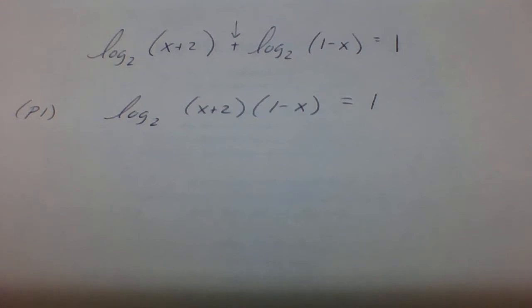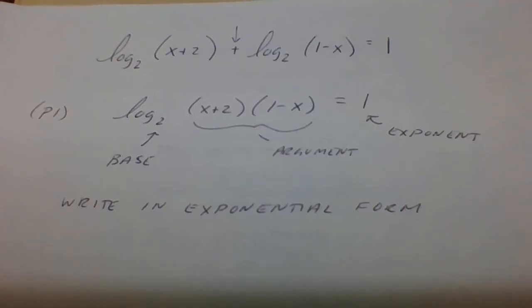Our next step is going to be to identify each of the pieces. We can identify our base, our exponent, and our argument piece, and we want to put this in exponential form. So I've identified each of the pieces. 2 is our base, our exponent is 1, and the argument is those two pieces being multiplied together, the x plus 2 and the 1 minus x.